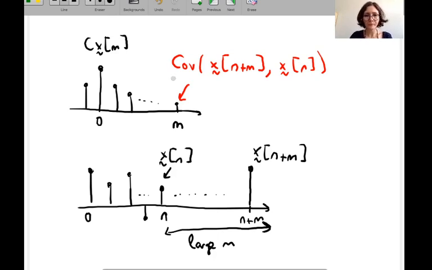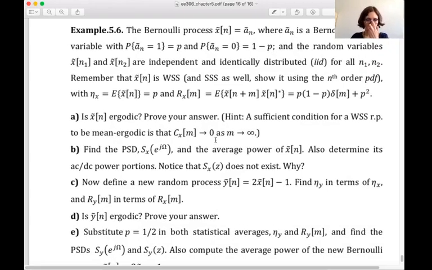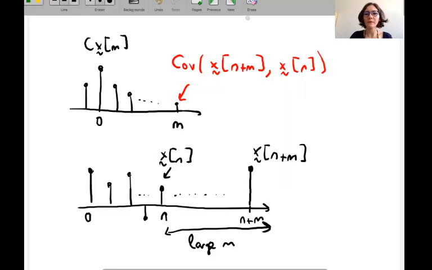So if this is confusing for you, never mind. All we have to do here to solve this question is look at whether the process is mean ergodic. We should look at the autocovariance function, and check whether it goes to 0 or not as m goes to infinity.